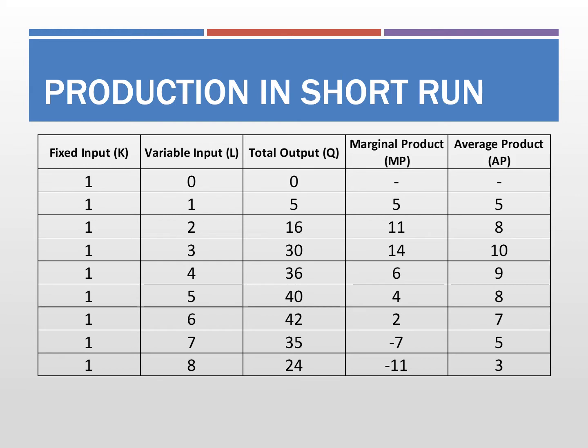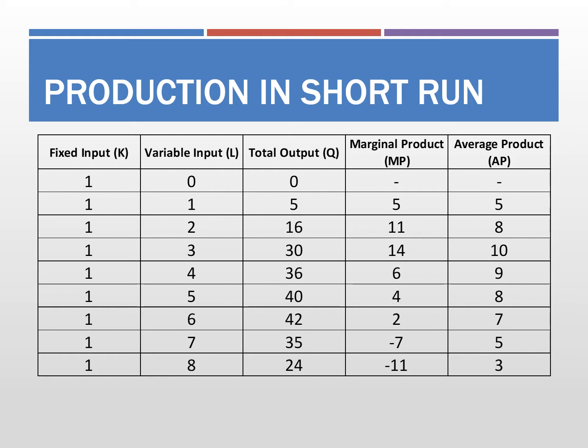However, in this table we are demonstrating how the variable input can be changed. The second column refers to how many nurses, or how much labor, are hired for this production. And Q, the third column, refers to the total output of the hospital, which is the number of patients served. The fourth and fifth columns are calculated using the numbers given in the first three columns.